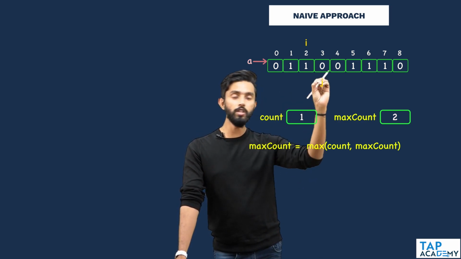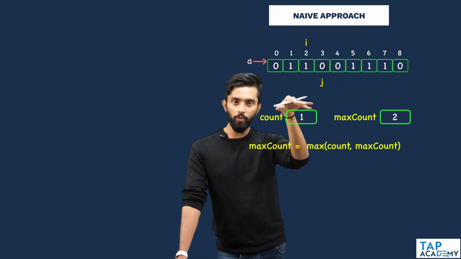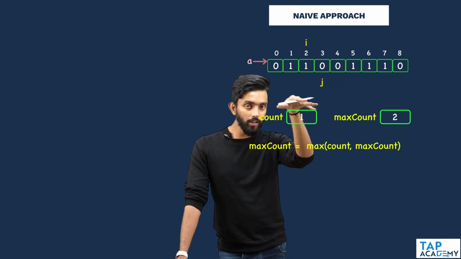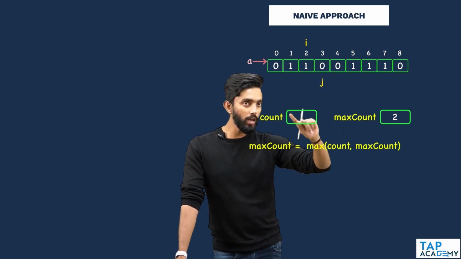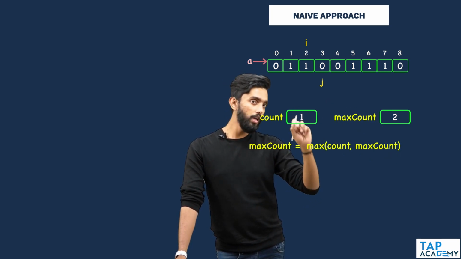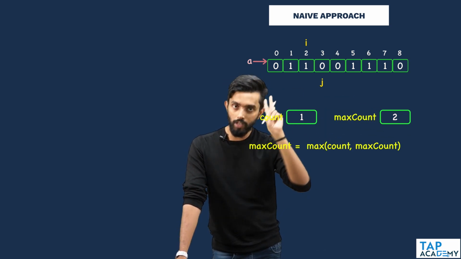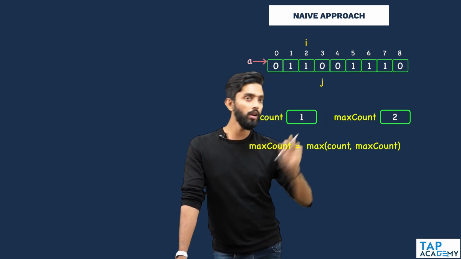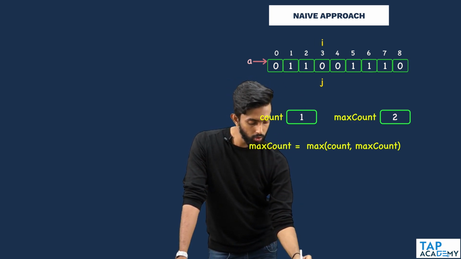No, it is 0. If it is 0, it means a chain is broken, great, but some count of ones I have got. I want to see whether it is greater than the previous maximum. How will you do that? Check which is maximum between count and max count. Between 1 and 2, 2 is maximum, which means max count still remains as 2. Any confusion till here?